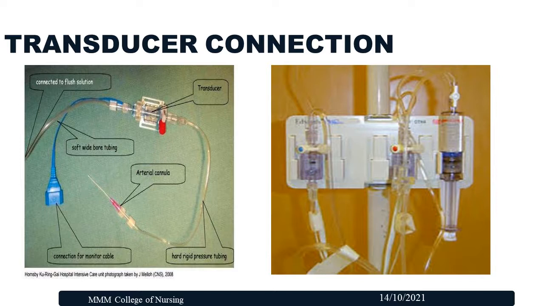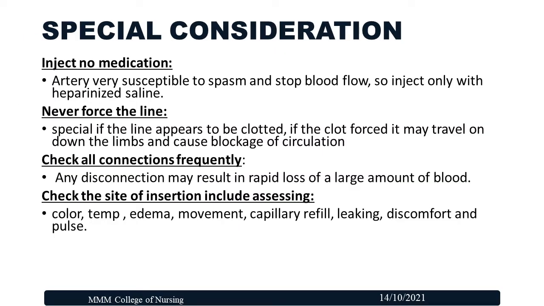This is the transducer connection. You can see here the arterial cannula needle and the continuation of the transducer. From that, there are two tubes: one is the cable connector and the other one is the IV fluid tubing, which is connected to the 500 ml saline, heparinized, with the pressure bag. This is how the transducer is connected at the bedside in the stand, and how the cable is connected to the patient's side. What are the special considerations?